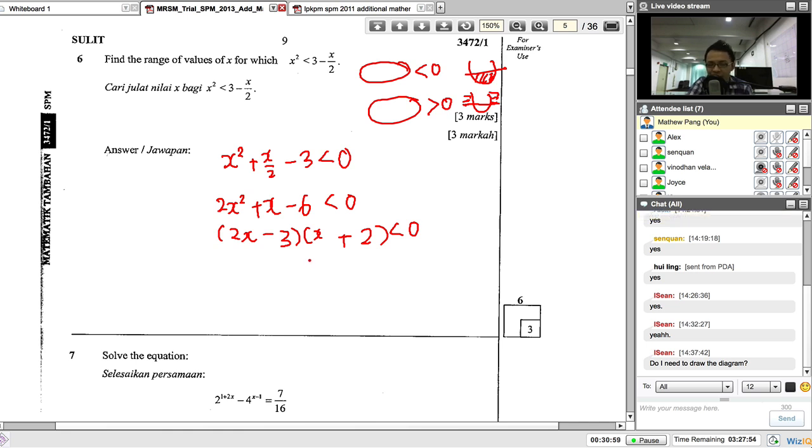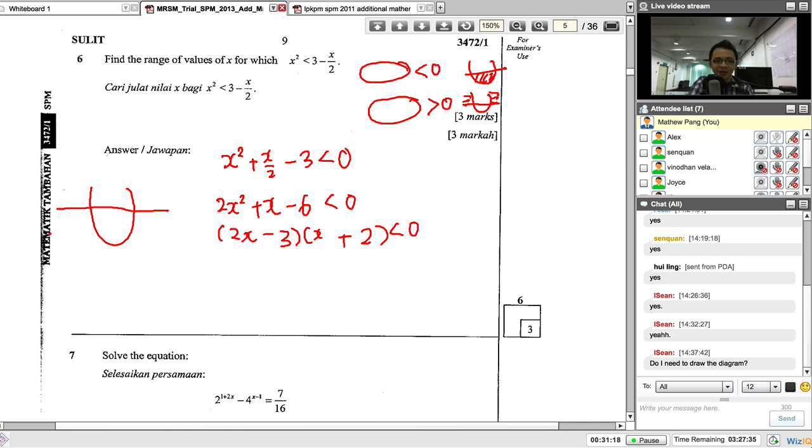Alright, do I need to draw the diagram? You do need to draw the diagram. The diagram is just for you to refer to. If you draw the diagram, I don't think they will deduct marks. But most of the time I will draw the diagram because it's easier for myself to understand. So I'm going to move on. This one, less than 0 means in the middle, right? So I'm going to draw the diagram.